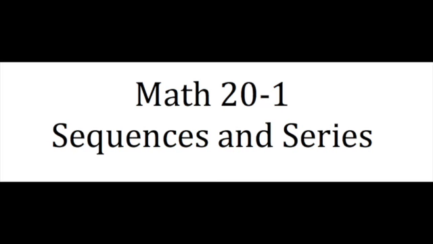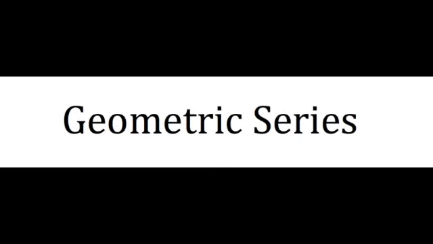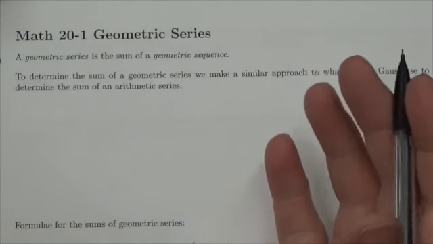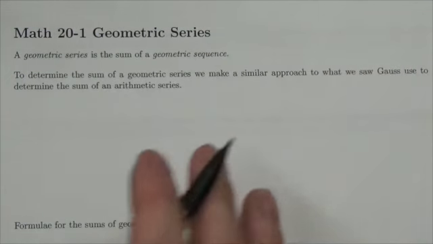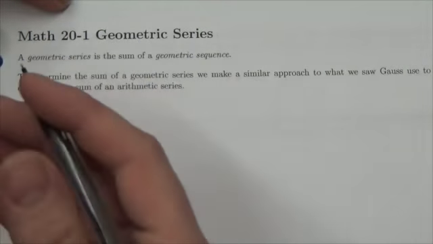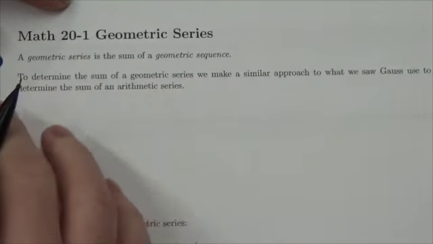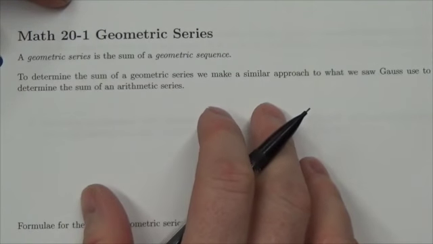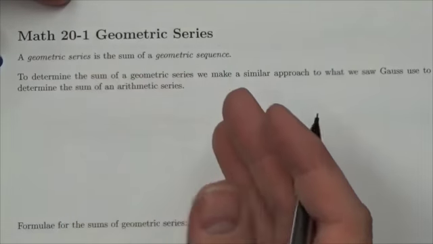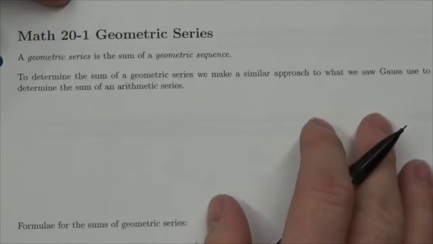In this chapter, we are looking at sequences and series. In this lesson, we're going to focus on geometric series. A geometric series is really exactly what you would expect, based on what we just looked at in terms of arithmetic sequences and series. A geometric sequence is just a sequence of terms where I multiply by a constant to go from one term to the next. In a series, I'm just going to add them all up.